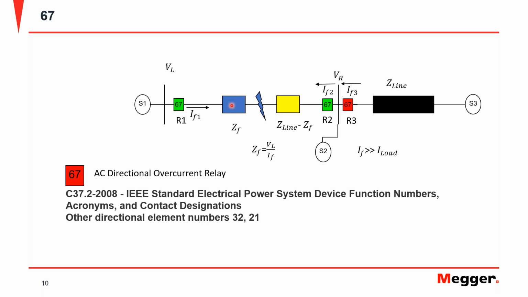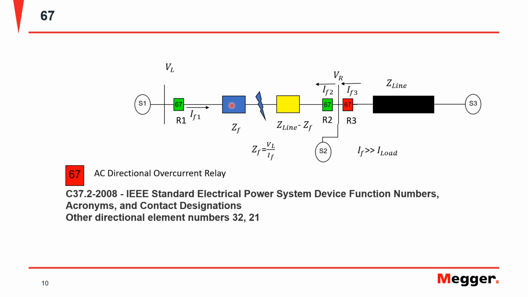That's basically the output of an AC directional overcurrent relay. Of course, many different implementations exist in the market, where the 67 could be a full-fledged overcurrent element, or it could be a simple supervisory element. Other element numbers that deal with directionality, and you will find in conversations or discussions, or even in manufacturers' specifications and user manuals of relays, are element number 32 and 21.